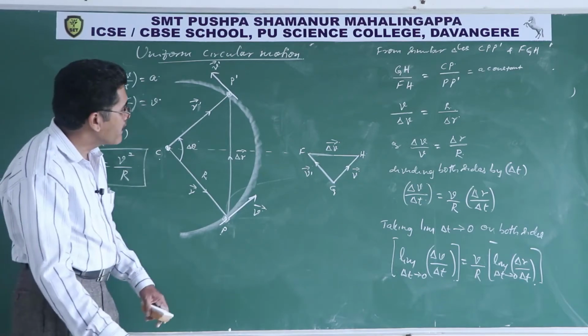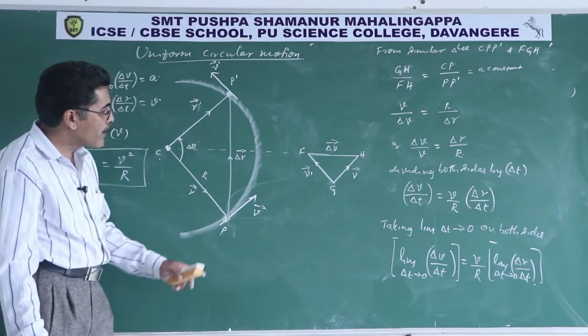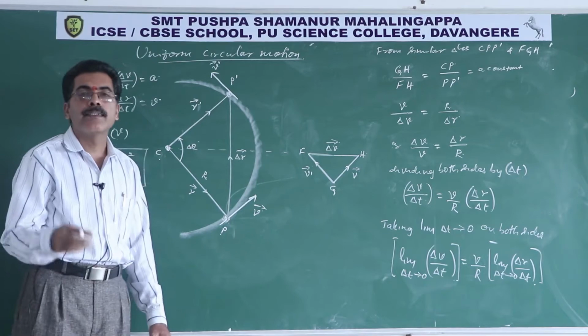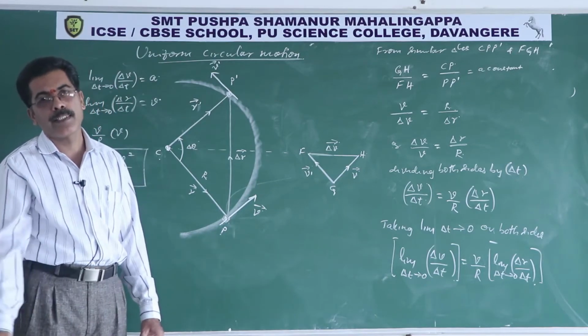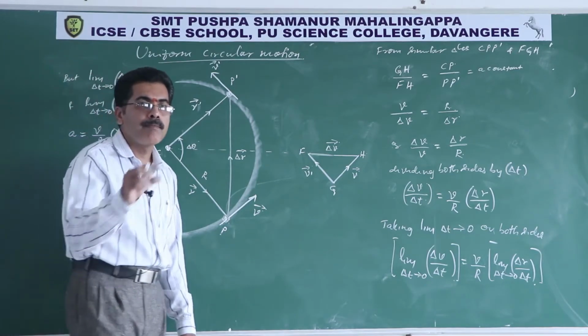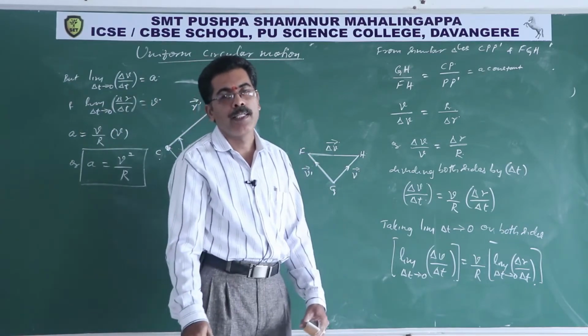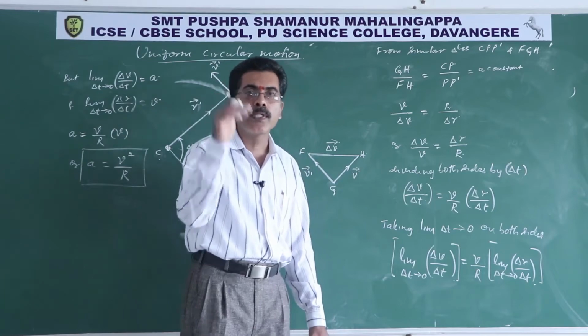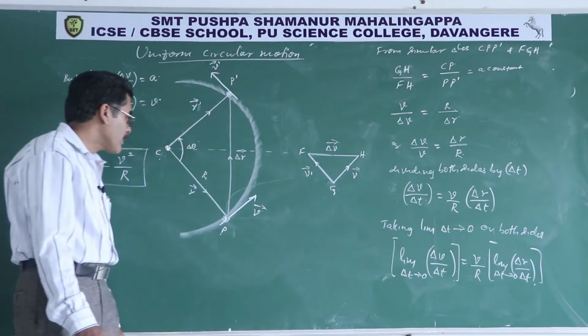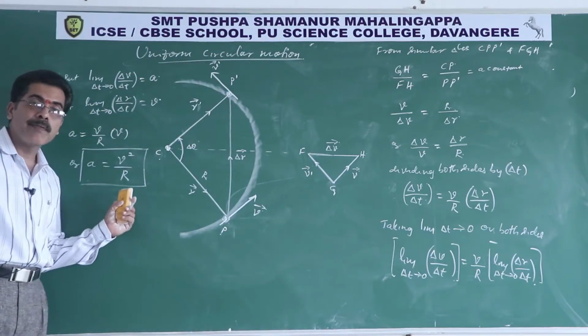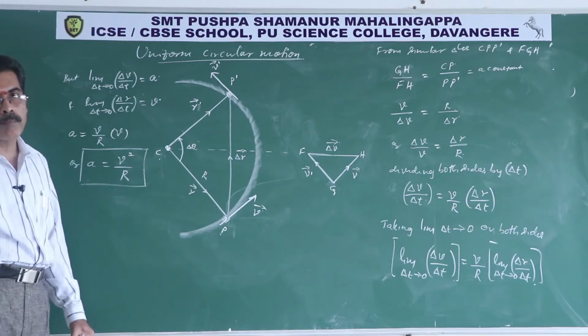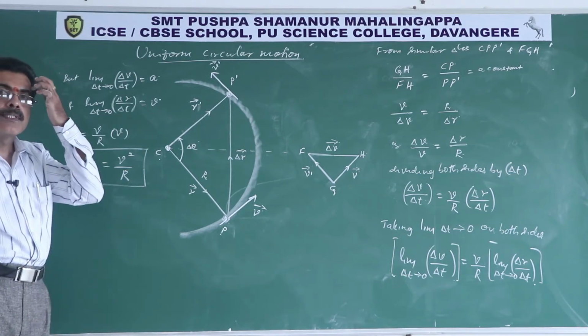And this acceleration is always directed towards the center, and hence it is called centripetal acceleration. The term petal refers to center seeking acceleration. It is always directed towards the center of the circular path, and for that reason it is called centripetal acceleration. This is one way of obtaining this expression.